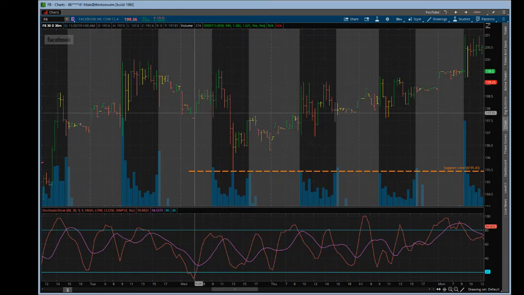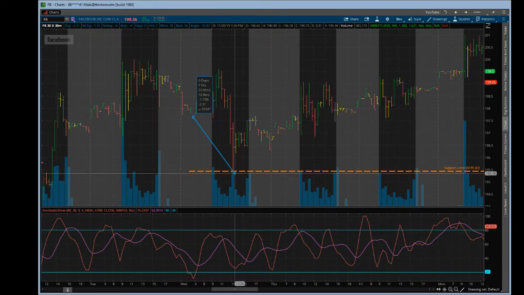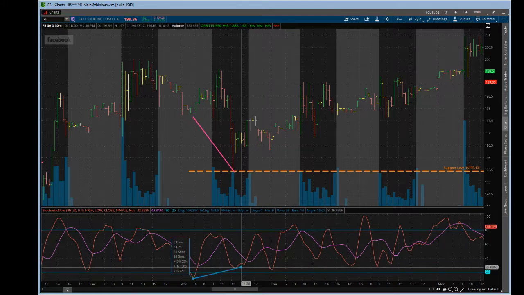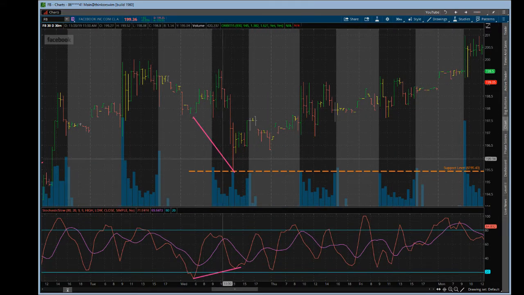Okay, so here we're going from here to here, right? But on the stochastic, we're going from here to here, right? So you can see that bullish divergence. This was going down while the stochastic was going up. So the idea is the entry is on the open of this candle, right? And then it's essentially either swinging to the close, right? So that goes from 196.77, right, to 197.50, right?